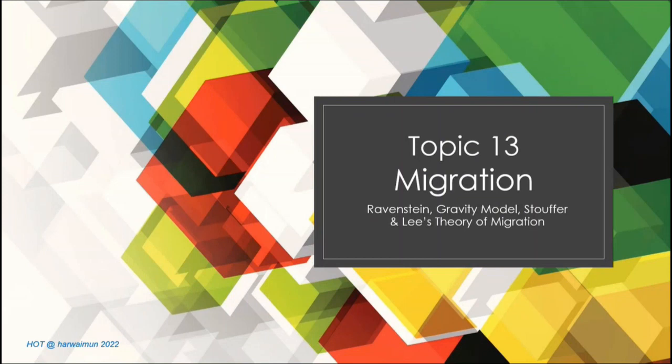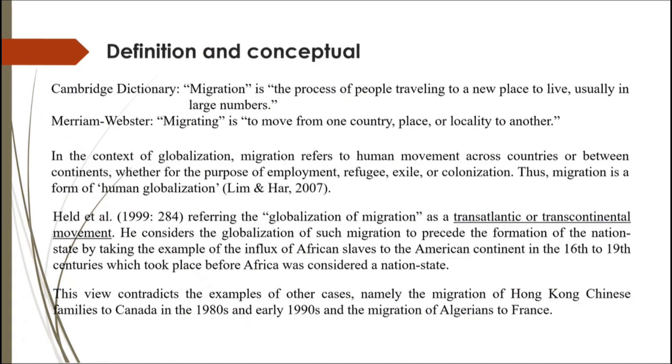Topic 13, migration. There are a lot of migration models. Here we only choose a few: Ravenstein, gravity model, Stouffer, and Lee theory of migration. Because if you Google, you will notice that there are many more migration models than these few. Okay. First, we have the definition of migration.